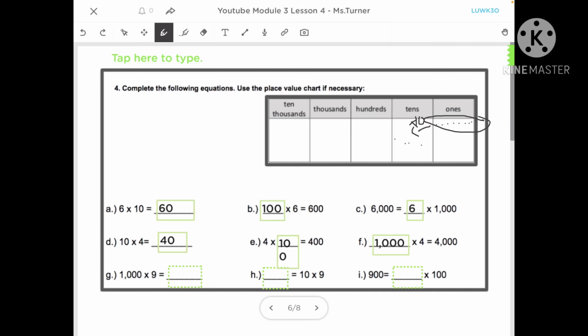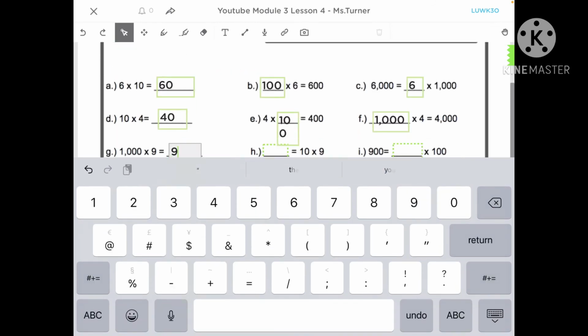So 9 times 10 to get me to 90, by another 10, which would get me to what? Good, 900. And then by one more 10, which would get me to what? Yes, 9,000.